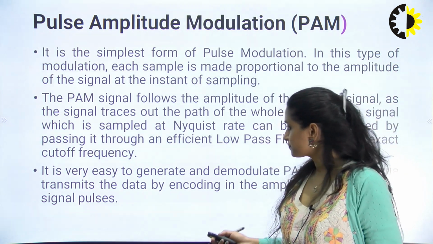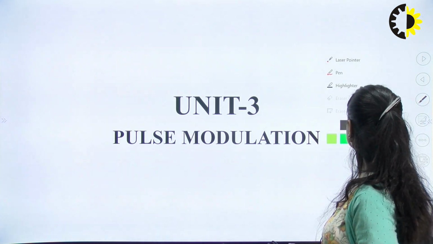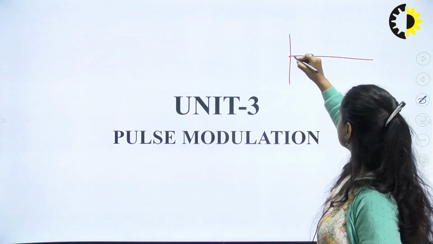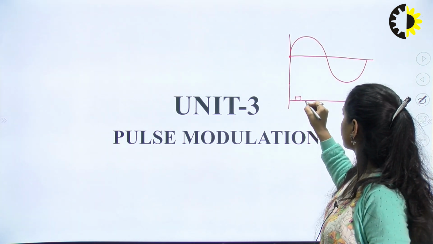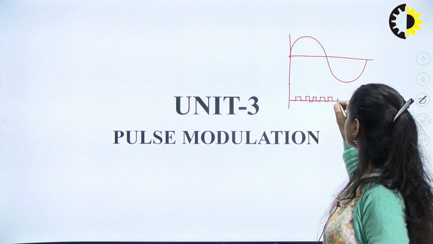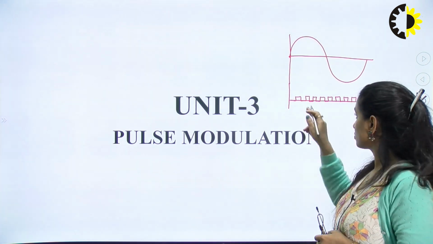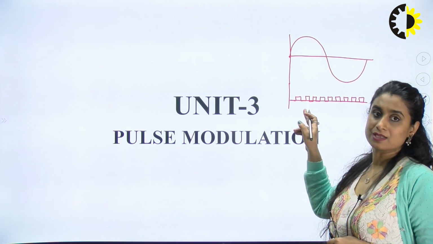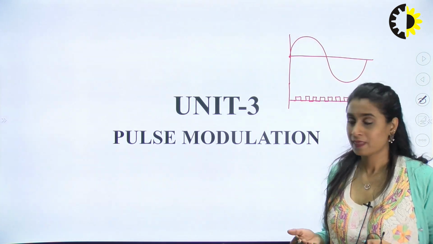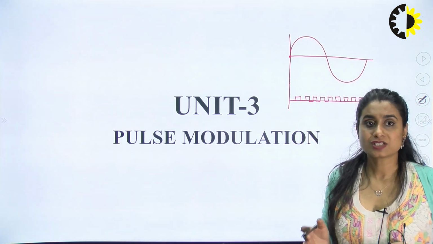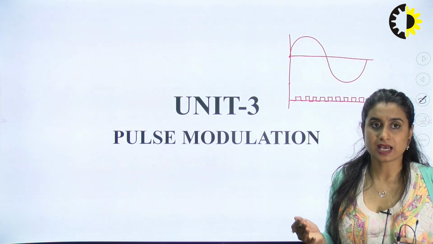So here I can say that if my message signal is a continuous wave and the carrier which I consider for modulation is a high frequency train of pulses, and if this continuous wave is able to alter the amplitude of this high frequency train of pulses, then the output waveform that I obtain is called a pulse amplitude modulated waveform. So PAM is a kind of modulation which comes under analog modulation, having a pulse carrier as a carrier wave.